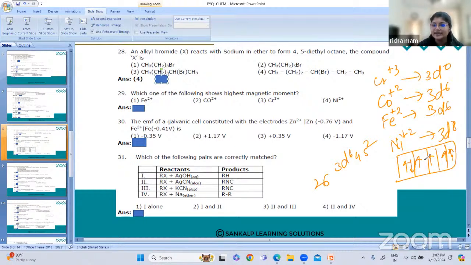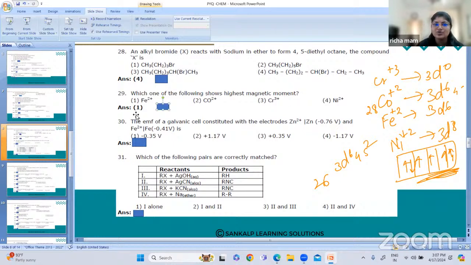Now, when it has 3d6, four electrons will be unpaired here. So it will be four unpaired electrons. Cobalt is 28, so 4s2, so six electrons again here. So when you see Fe plus 2, let us see the answer first. They have given Fe plus 2.